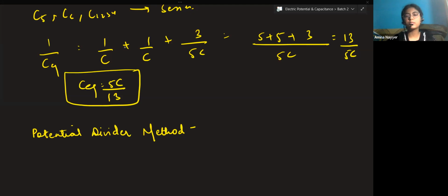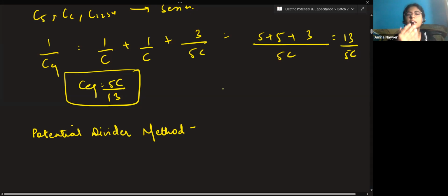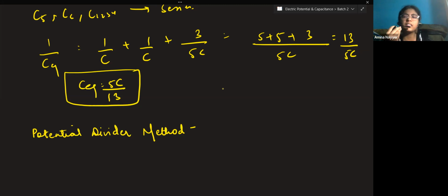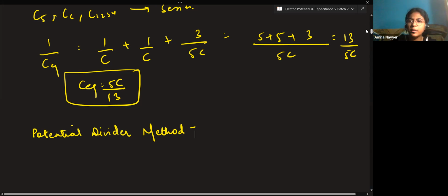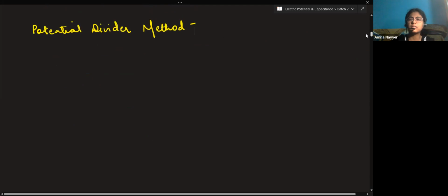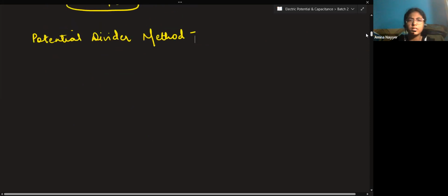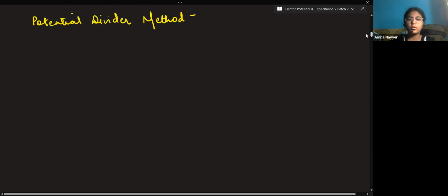Now see, many times series and parallel circuits are very difficult to identify. You won't be able to identify whether the same charge is flowing or whether they have the same potential. So you have one more method, the potential divider method, and some questions are set based on this potential divider method, and those questions do come. So what does the potential divider method mean? I'll give you an example.